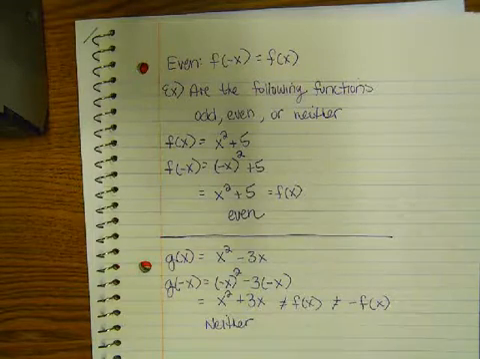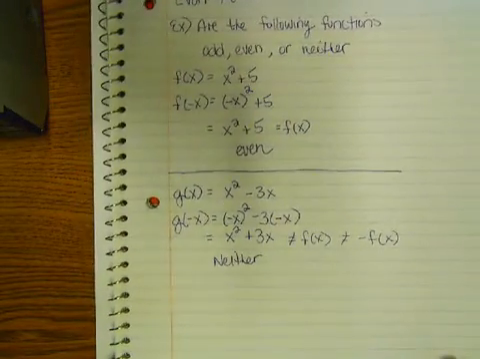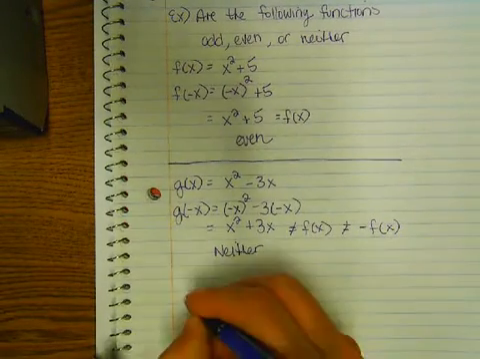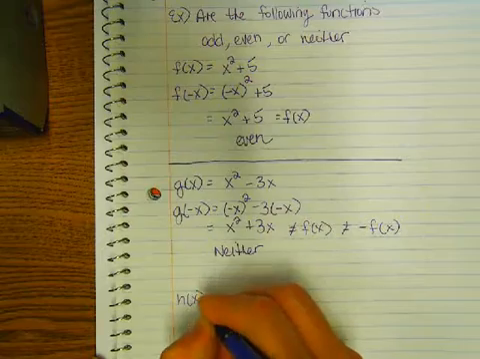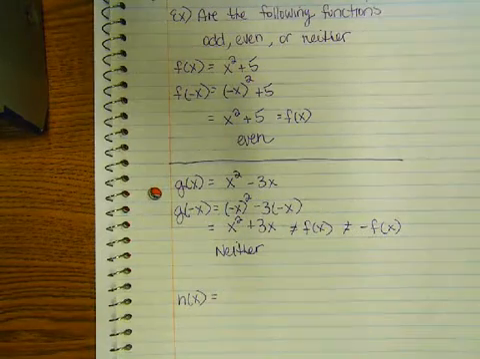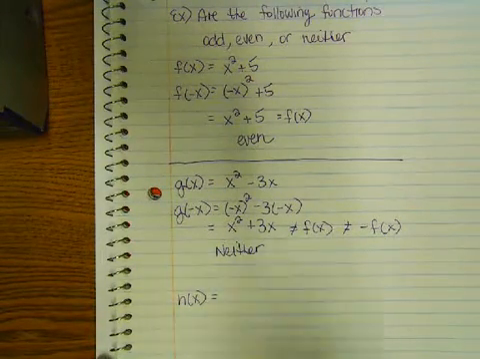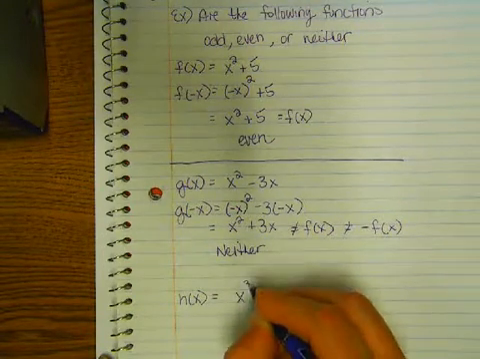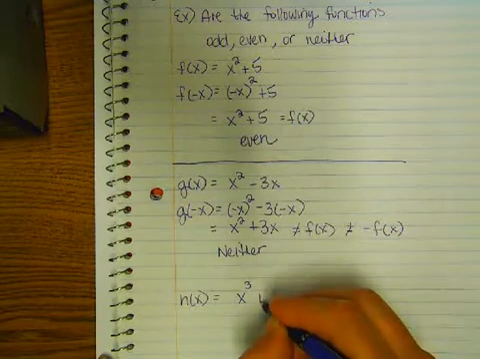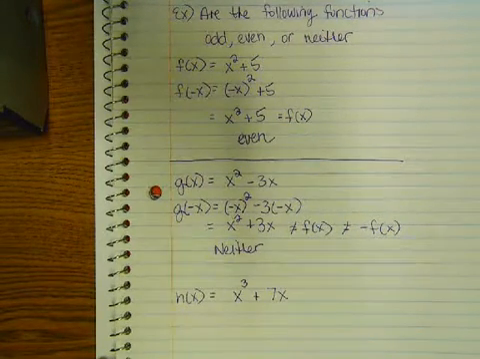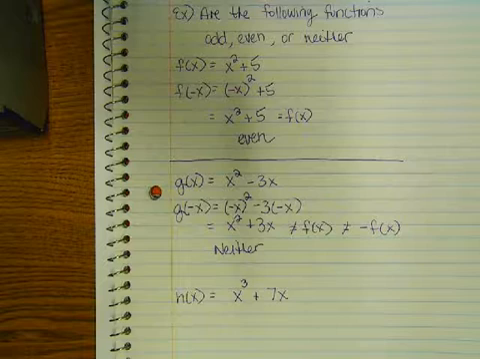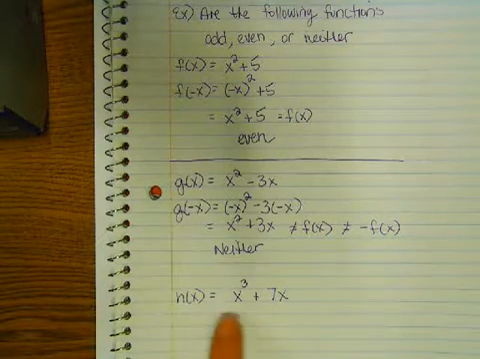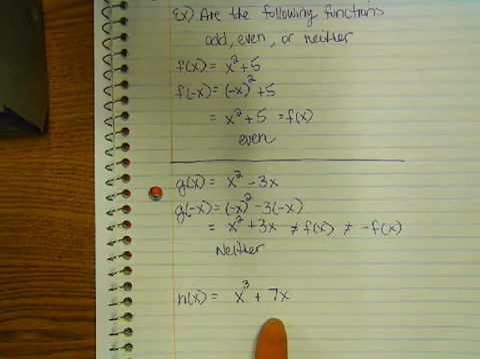Okay. Do you want to see one that's odd? Because I haven't shown that. Okay. So, well, I know I told you it's odd now, but how about h of x equals x cubed plus 7x? Okay. Now, I'm just going to tell you this. If I told you, hey, tell me what the opposite of h of x would be, would you agree with me it would be negative x cubed minus 7x?